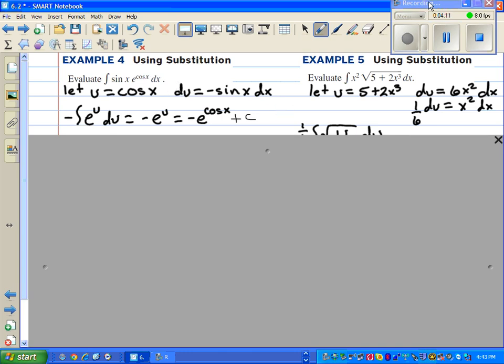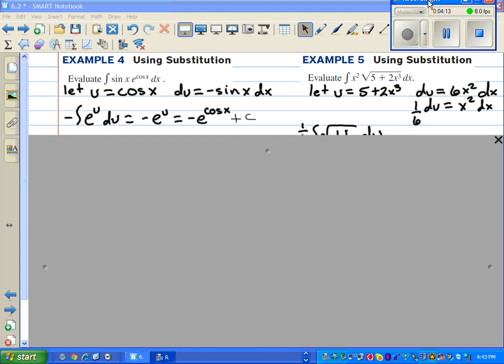In example 5, we're going to do almost exactly the same thing. We have this antiderivative here, and we want to let u equal as much as we possibly can. In this case, we can let u equal 5 plus 2x to the third, so that when we take the derivative of both sides, we have the derivative of u equals, well, the derivative of 5 is 0, it goes away. Derivative of 2x to the third is 6x squared dx.